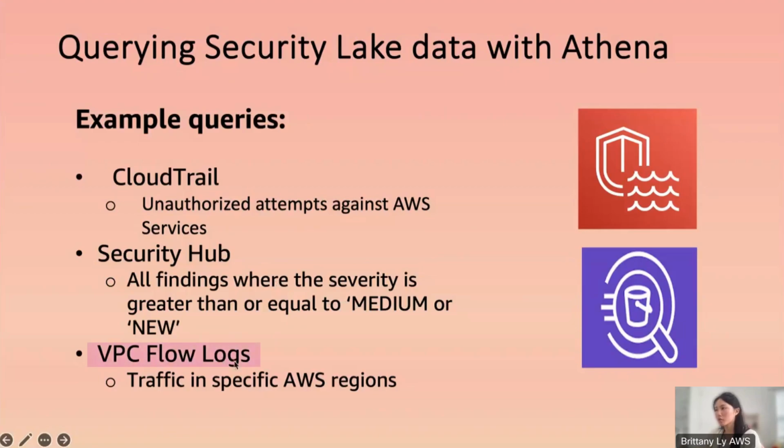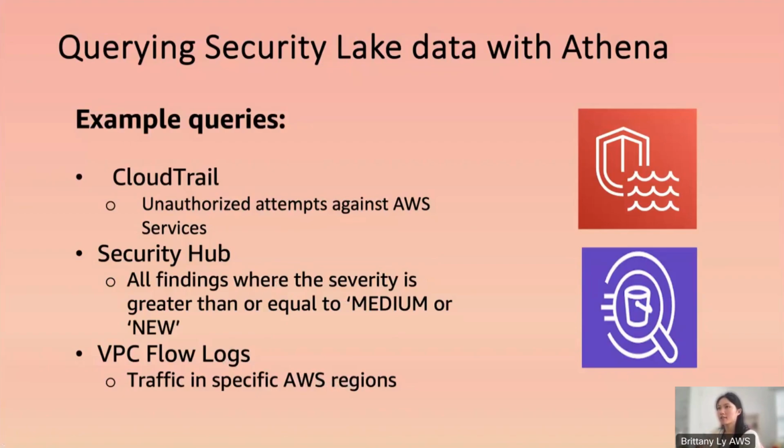And then for VPC flow logs, you can get a query result back that contains all the traffic information that happens within a specific AWS region. So in the Security Lake user guide documentation, we also provide a whole list of example Security Lake queries that you're able to run in your own accounts.